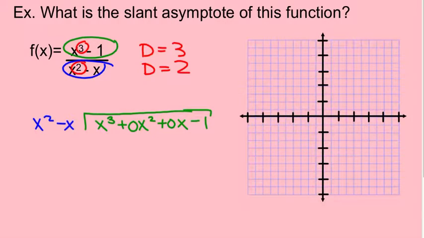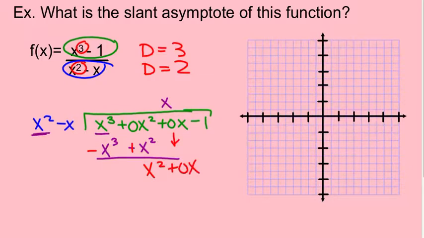Now we're set to do our long division. x squared divides into x cubed 1 time. Multiply it. We get x cubed minus x squared. Change the signs, and we get x squared. Bring down the next term of 0x.